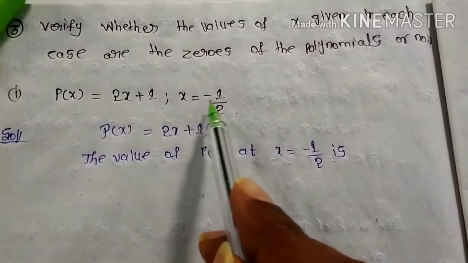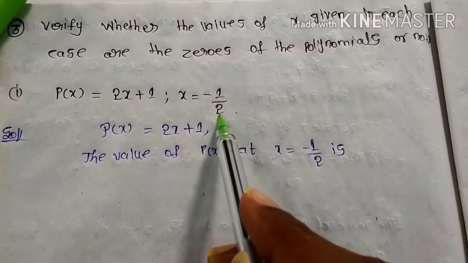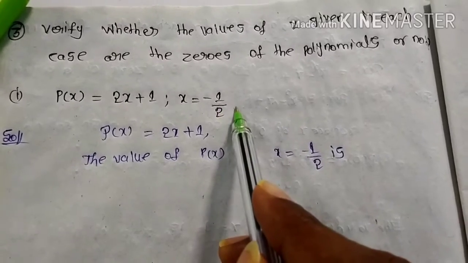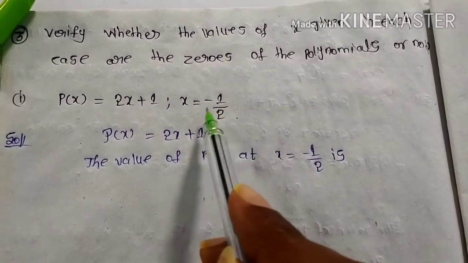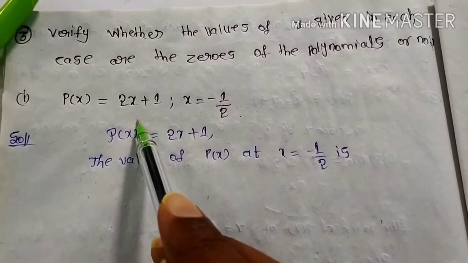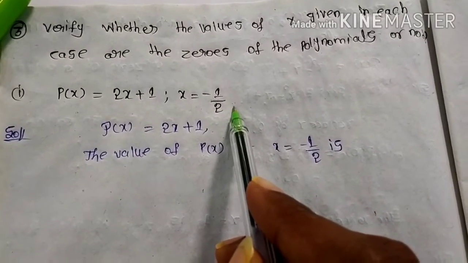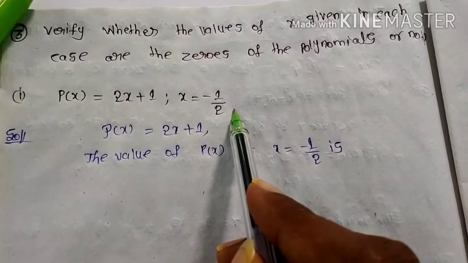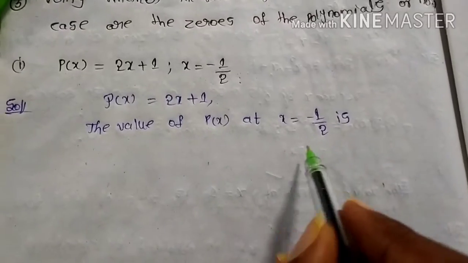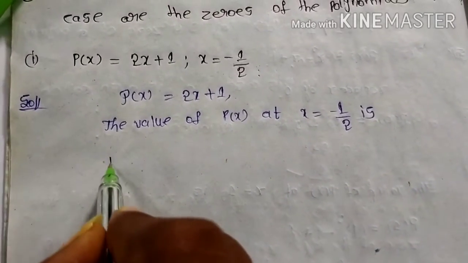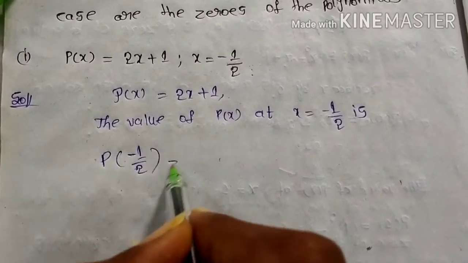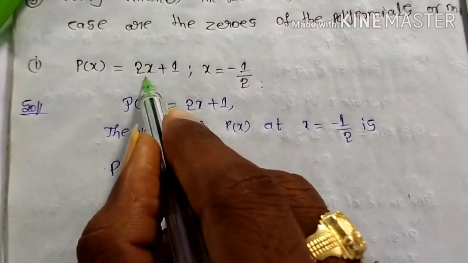We need to find x is equal to how much? Minus 1 by 2. That means we need to substitute x is equal to minus 1 by 2. If the result is equal to 0, then x is equal to minus 1 by 2 is a zero of the polynomial. If the result is not equal to 0, that is not a zero of the polynomial.